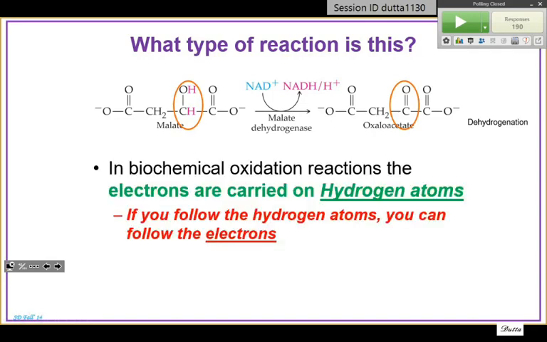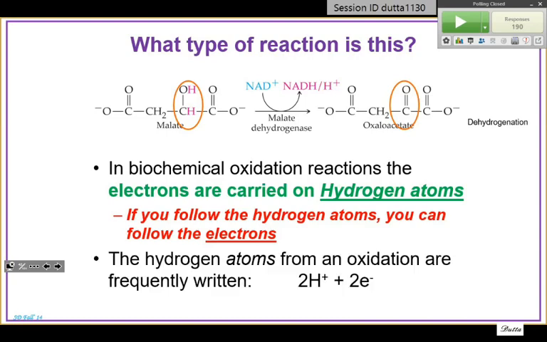So the atoms are removed, so they are the electron carrier. If you follow the hydrogen atoms, you can follow the electron. And that's what we're going to do for the biochemical process. So 2H plus along with 2 electrons, e minus, which represents the electron. You will always see them together, especially when you talk about the electron transport chain. This is very important, and you have a couple of problems on the homework.